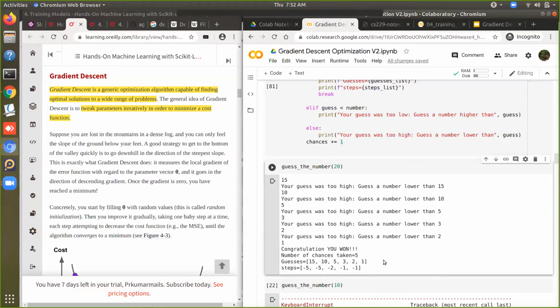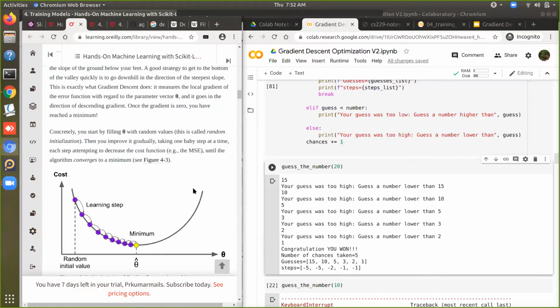Okay, so now let's jump to gradient descent. In the same way, we will have a function. In that function, the parameters theta will be initialized randomly, and we will take some step. Within that step, we will find the gradient, and using the gradient we can decide whether we have to decrease or increase.